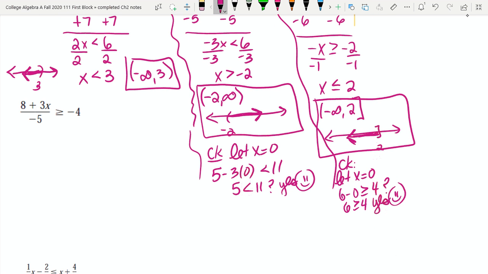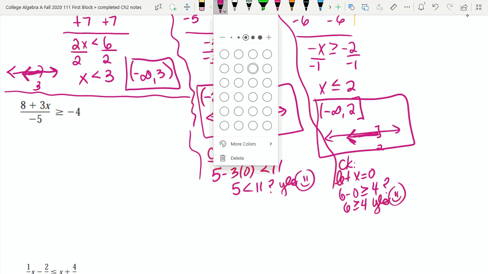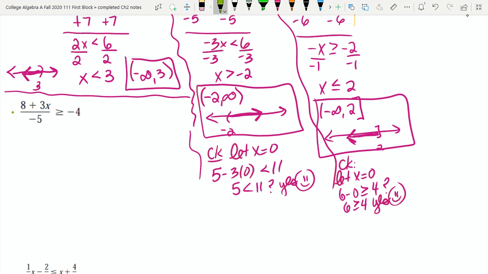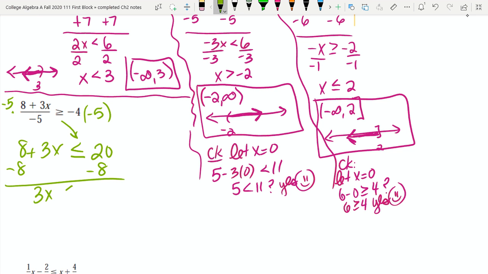Right, looking at the next one here, change colors. The green. So I'm going to multiply both sides by negative 5. And remember, when you multiply or divide by a negative, you flip the sign. So this is going to be 8 plus 3x is less than or equal to now 20. Subtract 8 on both sides. So we get 3x is less than or equal to 12. Divide by 3. So x is less than or equal to 4.